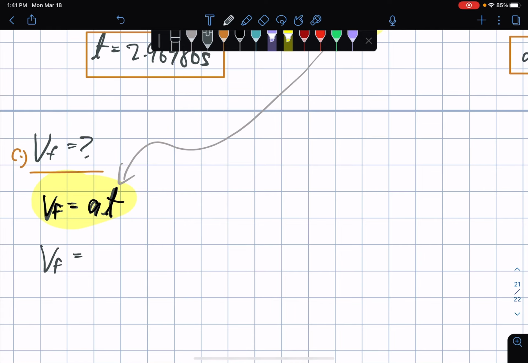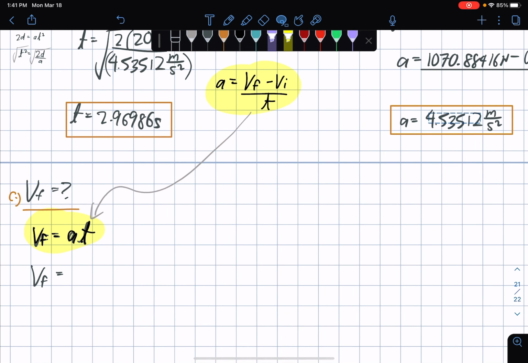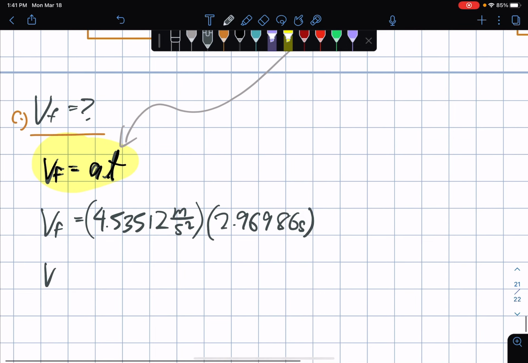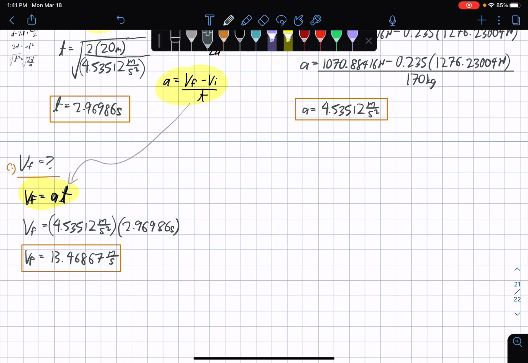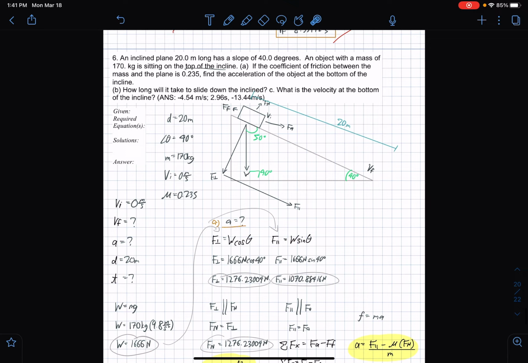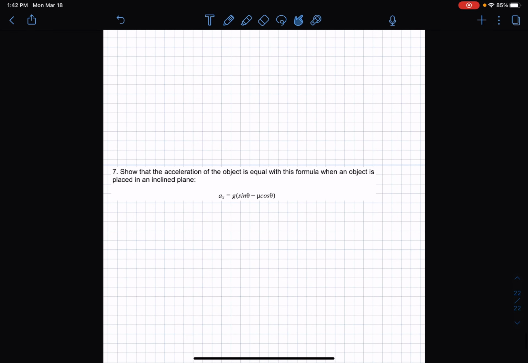So, for Vf, acceleration is 4.53512 meters per second squared. The time is equal to 2.96986 seconds. So, 4.535 and so on times 2.969. The answer is said to be 13.46867 meters per second. Okay, we're done with number 6. Let's move to number 7.